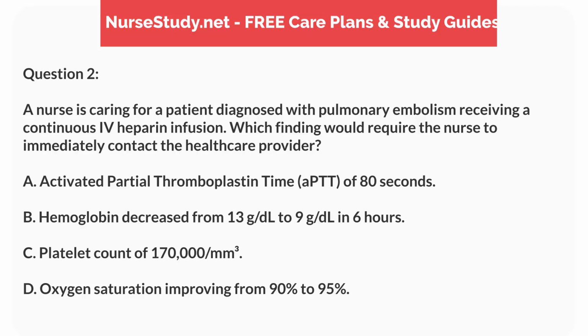A. Activated partial thromboplastin time, APTT, of 80 seconds. B. Hemoglobin decreased from 13 grams per deciliter to 9 grams per deciliter in 6 hours. C. Platelet count of 170,000. D. Oxygen saturation improving from 90% to 95%.